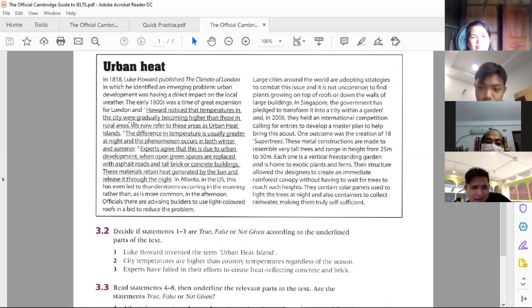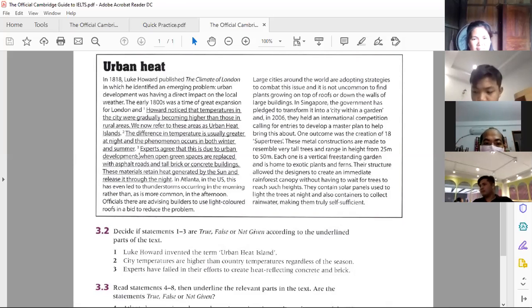Thank you, Bong Sukun. What do you think? So Nam and Mung Pech said not given. So Bong Sukun and Srah, what do you think? Not given. Not given too. Yeah. Bong Kun, what do you think? Not given. Thank you. So if we look at the last underlined part, they did not mention anything at all about the effort of creating the heat reflecting concrete, so it's not given.